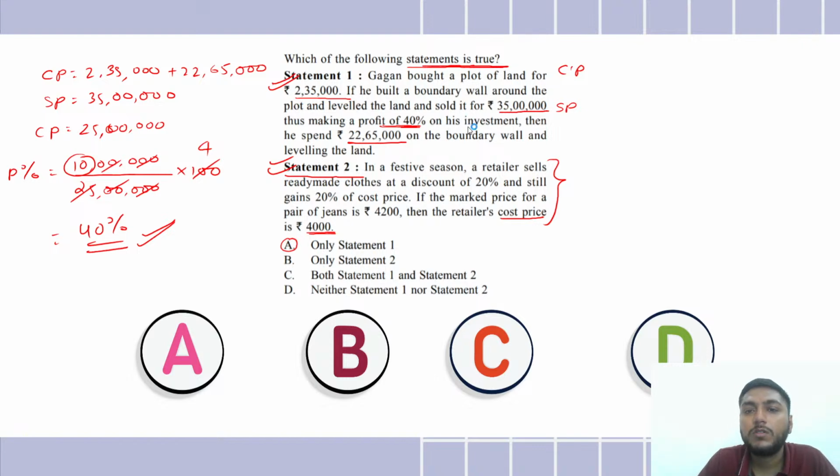So now what we will do, we will see this marked price as 4,200 rupees, right? If the marked price for a pair of jeans is 4,200 in a festive season, a retailer sells the ready-made clothes at a discount of 20%, right? So the discount is of 20%, and he still gains 20% of the cost price, right?